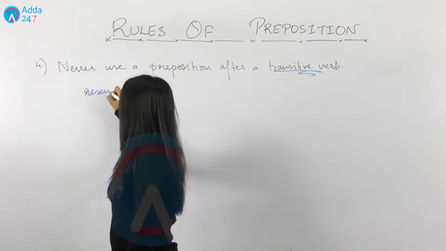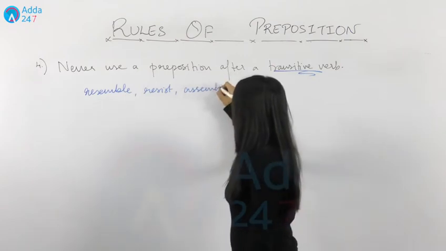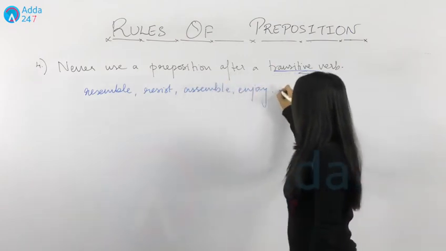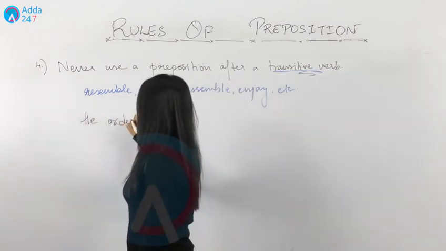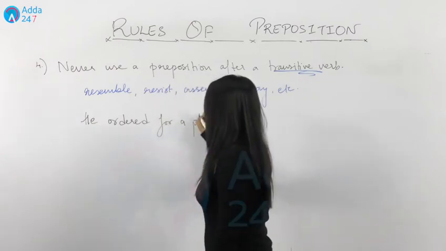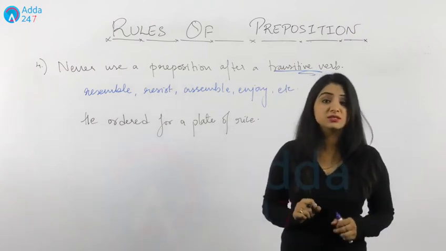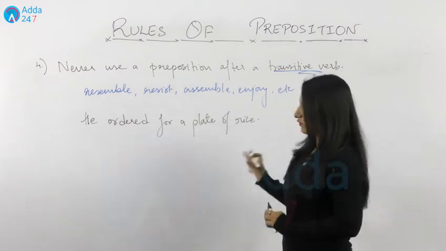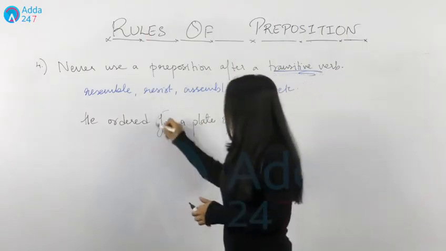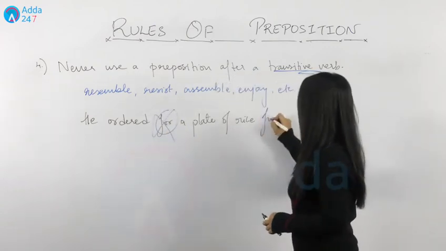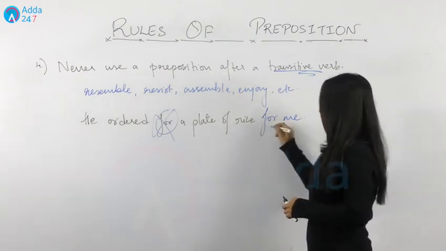These are resemble, resist, assemble, enjoy, etc. So if I write a sentence like, he ordered for a plate of rice. Can you tell me if this sentence is correct or incorrect? In my opinion, this is incorrect. Why? Do we order a plate of rice or do we order for a plate of rice? We cannot order for. If you want to order for, you can order for a person, for me. So if you want to write this sentence, you can write it like this. He ordered a plate of rice for me.